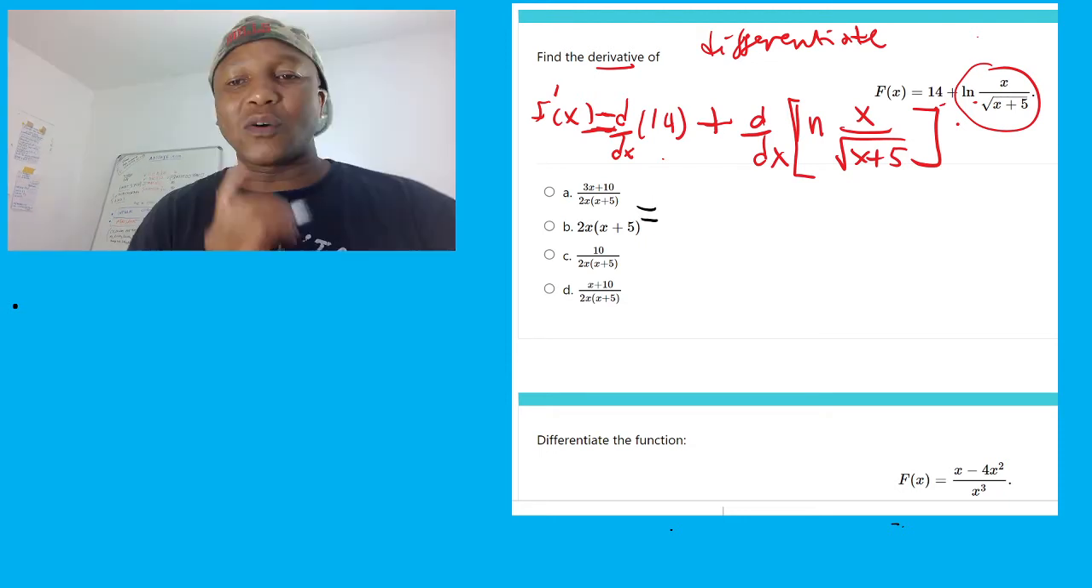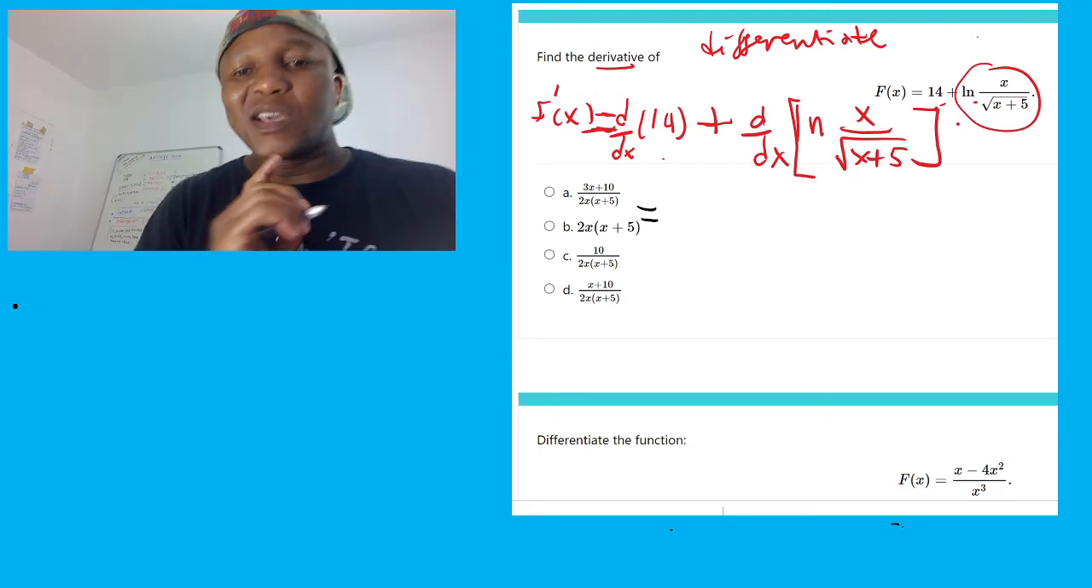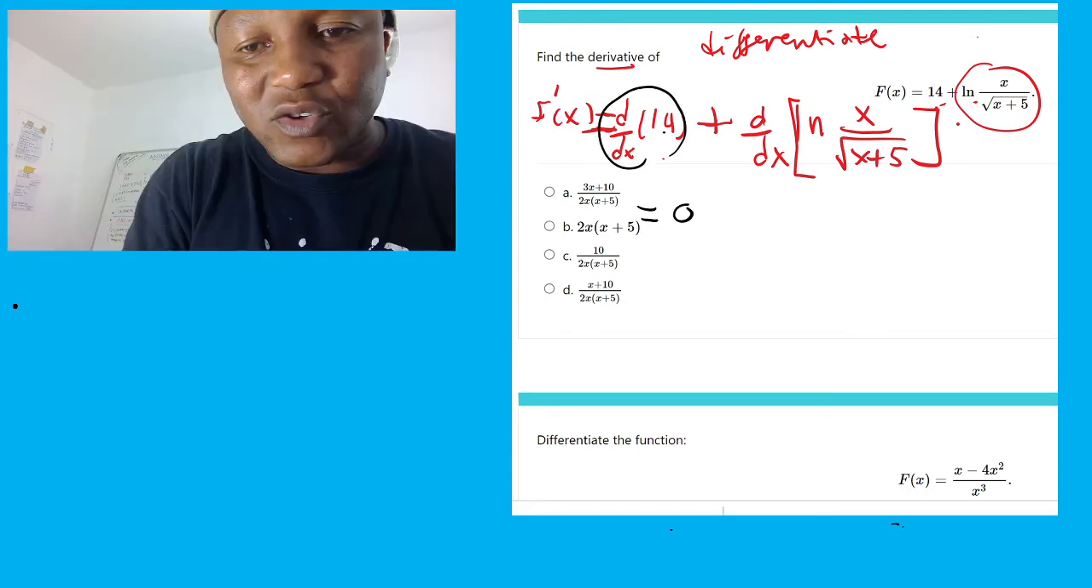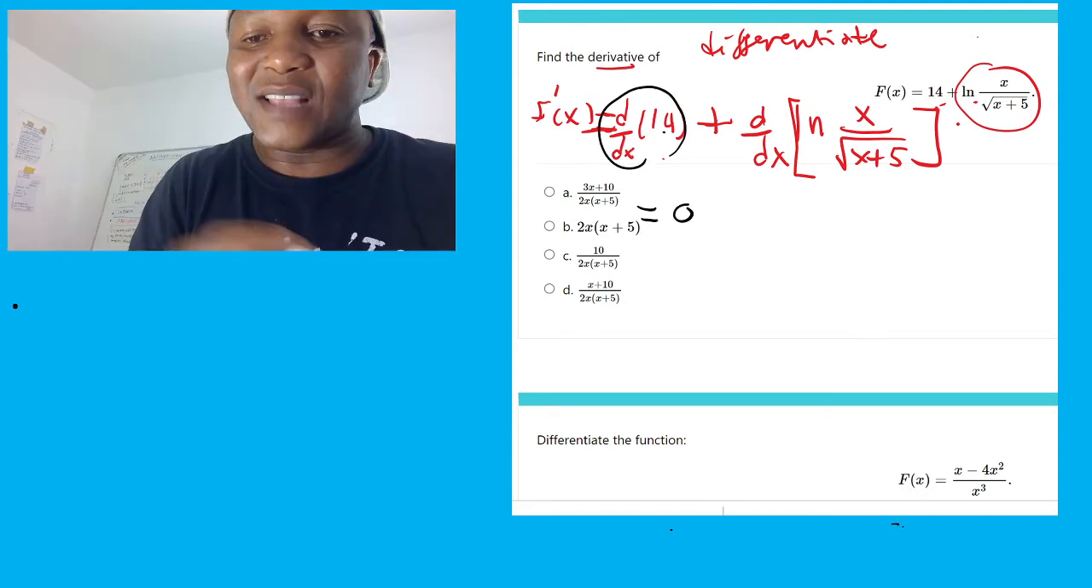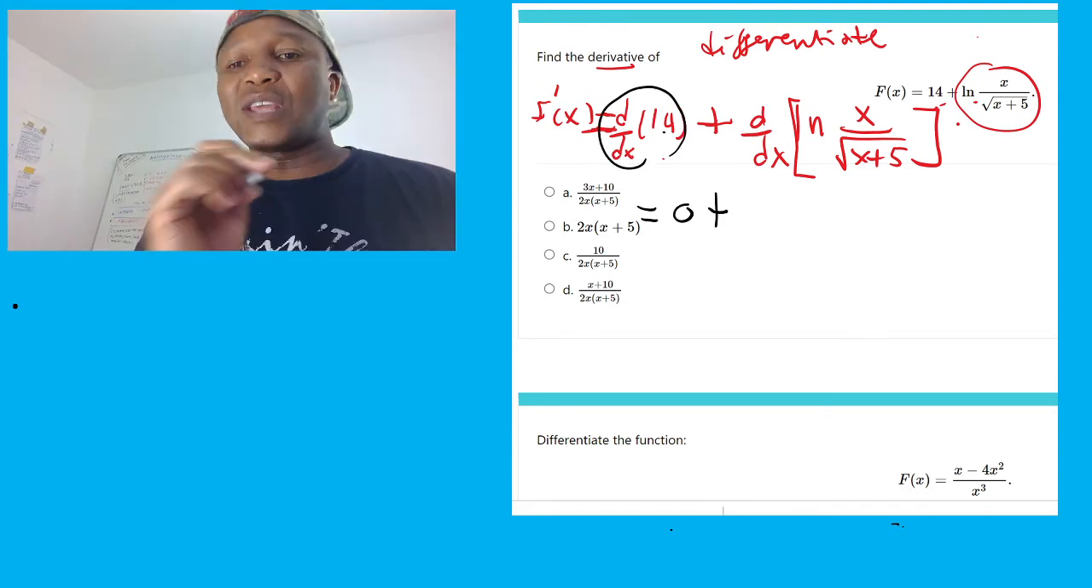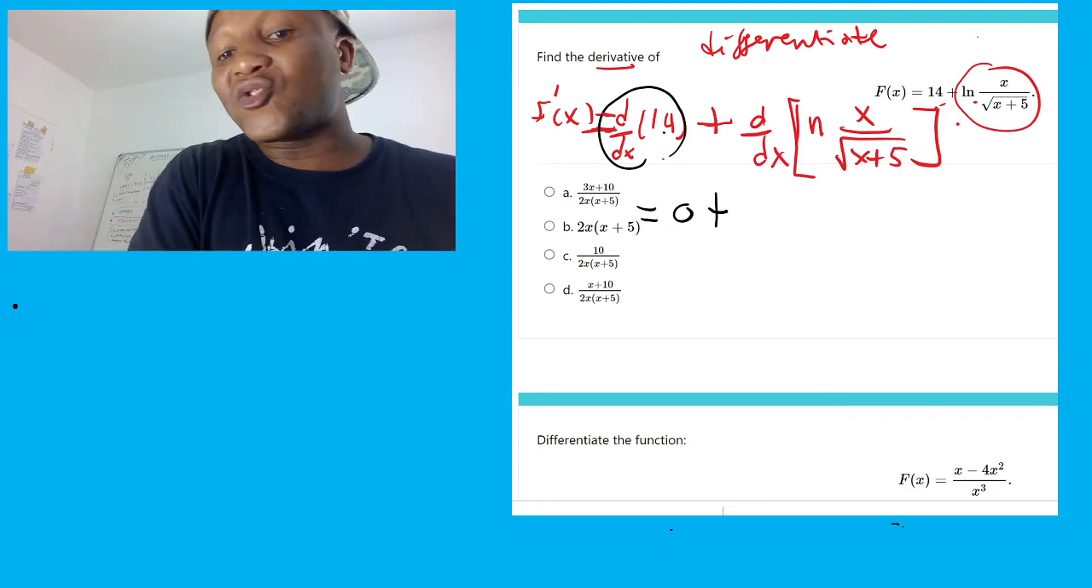Okay, now we go. This one right here, we know it's going to be equal to 0, which means this is going to be equal to derivate x. There's no x there. Then we plus. Now you derivate ln of something. So now this is tricky. Let me explain to you how you do it.